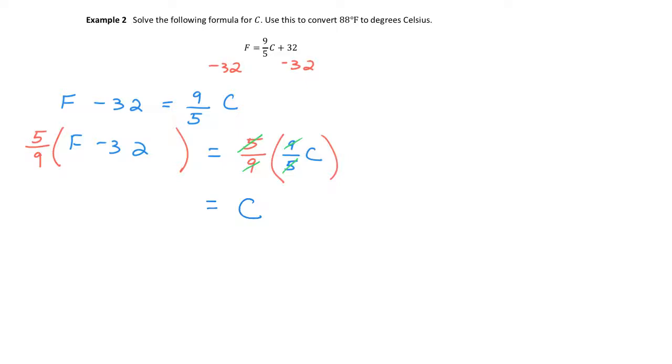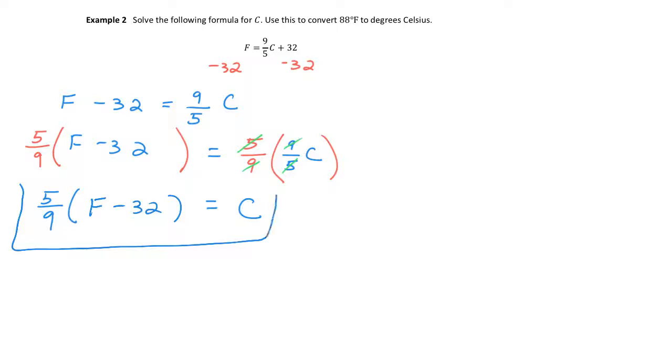And on the left side of my equation, I can leave it just like this, 5/9, and then F minus 32. You could distribute the 5/9 if you'd like, but it's really fine to leave your answer just like this. So I'm just going to copy this over. C is equal to 5/9 times F minus 32.